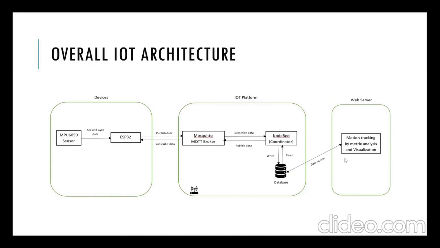Here is the overall enterprise architecture. In the devices, we can see the sensor is connected to the ESP32, and there is a publish and subscribe connection between the ESP32 and the MQTT broker. In the same way, a similar connection is there between the MQTT broker and the Node-RED coordinator. There is a connection between the database and Node-RED. We establish this connection using the MySQL node in Node-RED, and we write, which is nothing but we insert, the data into the database using the function node of the Node-RED flow.